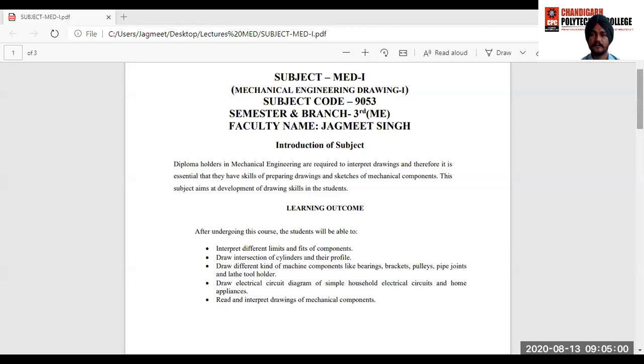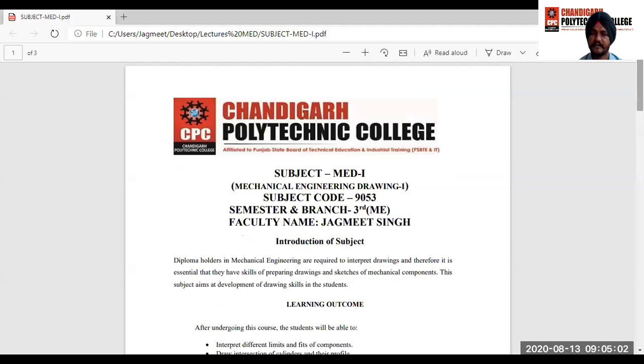This is the syllabus for mechanical engineering drawing. Subject is MED 1, Mechanical Engineering Drawing 1. Subject code is 9053, semester and branch 3rd, Mechanical. Faculty name Jagmeet Singh. Introduction of subject.